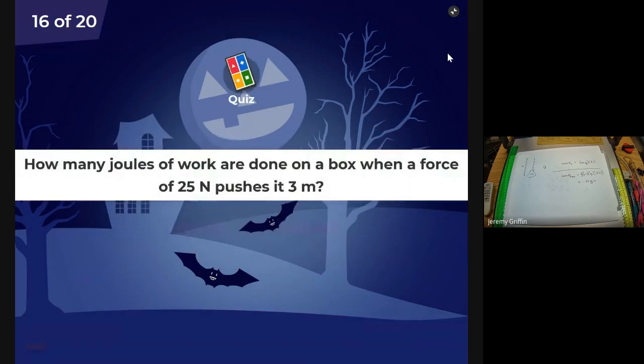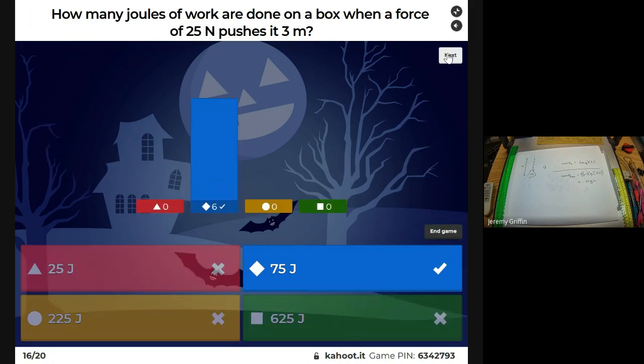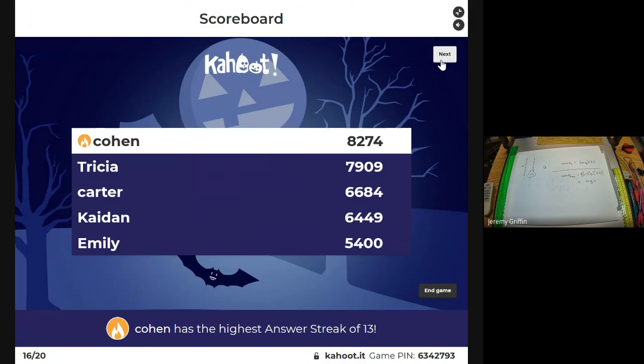Emily, hopping in, top 5. How many joules of work are done to push a box 25 newtons for 3 meters? Yeah, force times distance. There you go. Nice. 25 times 3. Okay.